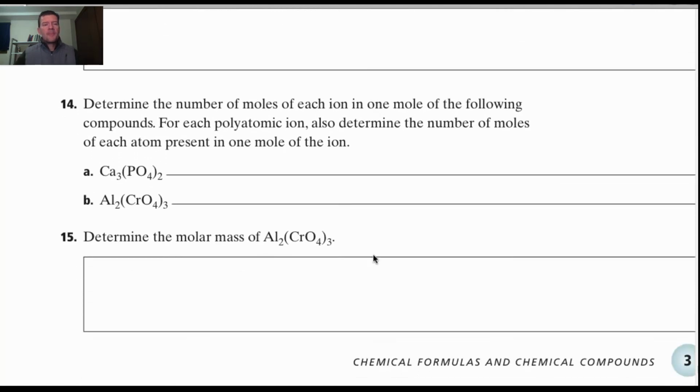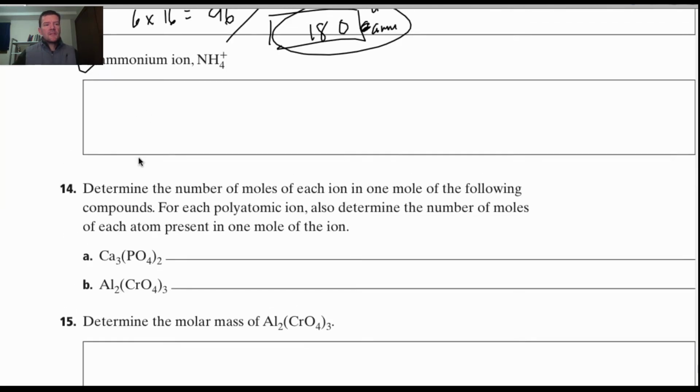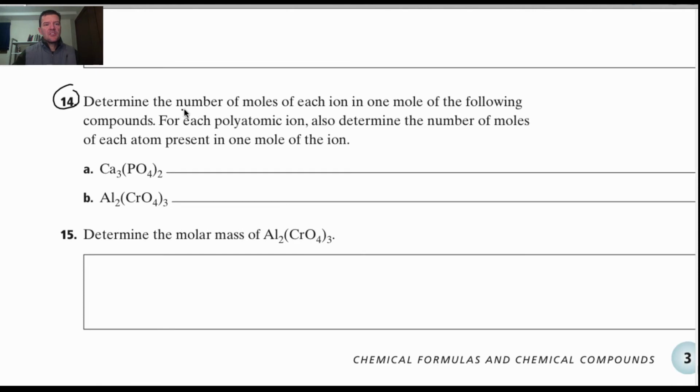Okay, you can do B. 14 here says determine the number of moles of each ion in 1 mole of the following compound. So you have 1 mole. I'm going to put a big 1 here to denote we have 1 mole of this calcium phosphate. Well, inside of there are ions or atoms. How many of each do we have? If we have 1 mole of this whole compound, how many of the individual atoms or ions do we have?